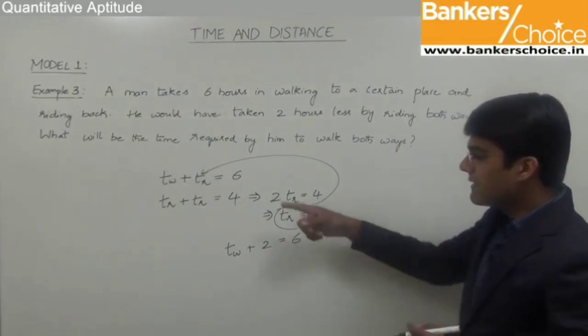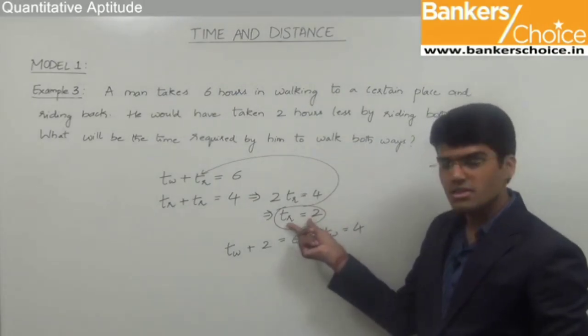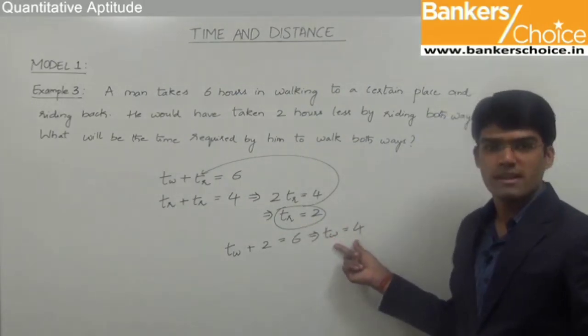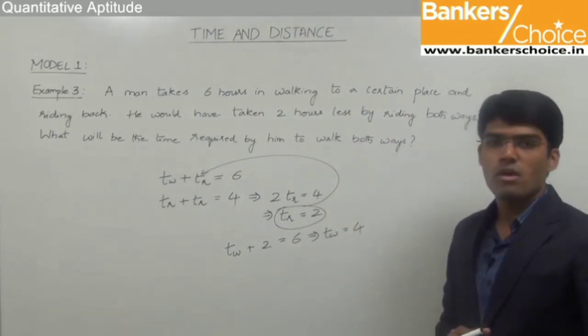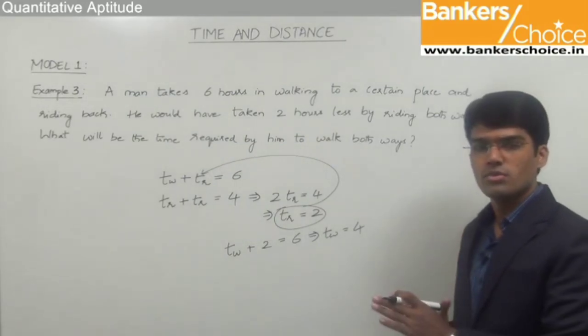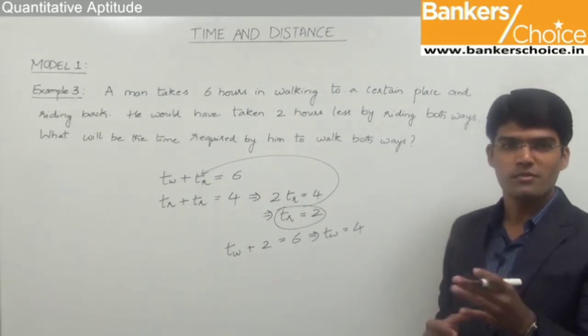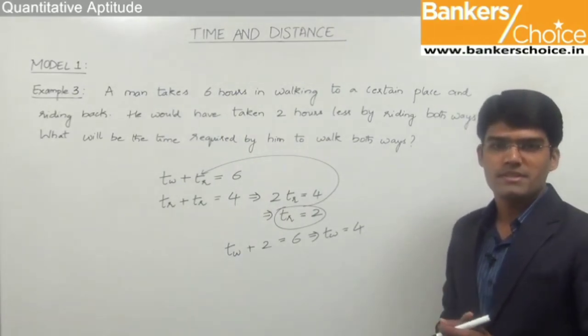So as you can see here, from the two equations, we are able to find out the time taken to ride one side of the journey and the time taken to walk one side of the journey. And the question here is, what will be the time required by him to walk both the ways? That means if he is walking both the ways, from point 1 to point 2 he walks, and from point 2 to point 1 back again, he walks. So if he is walking both the sides, how much time is required?